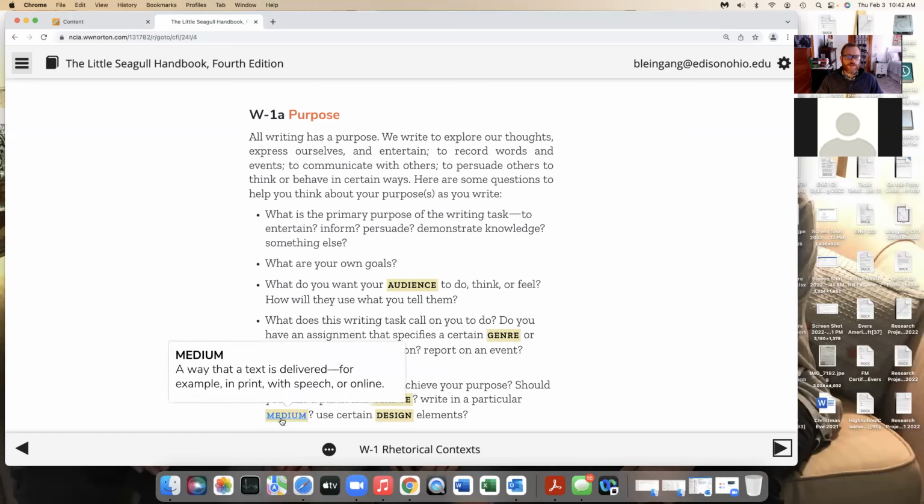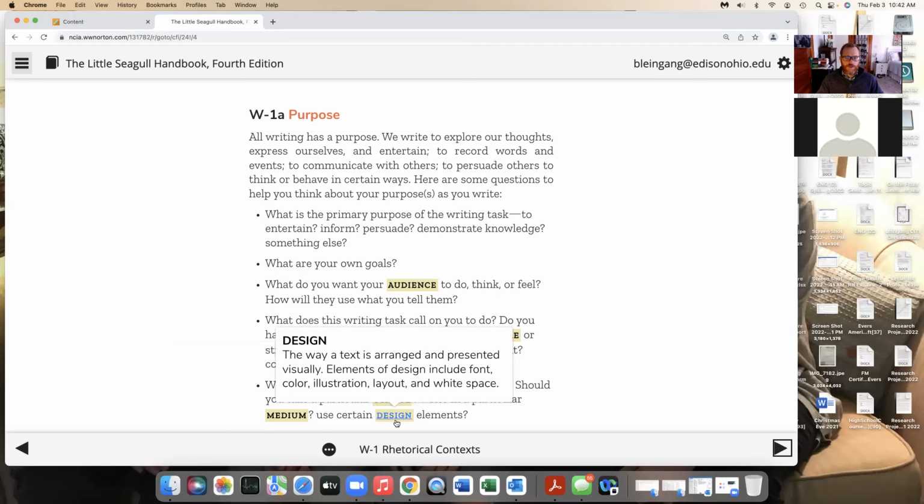Then, of course, the medium, which is how we're delivering it. So right now, this class is being delivered online through a video. That's a different way than if I was meeting you face to face. Are we reading something? Is it online? We know that our brains interact with text, and video and words, differently on paper than on the screen. So we pick up on different things, and we pay attention differently.